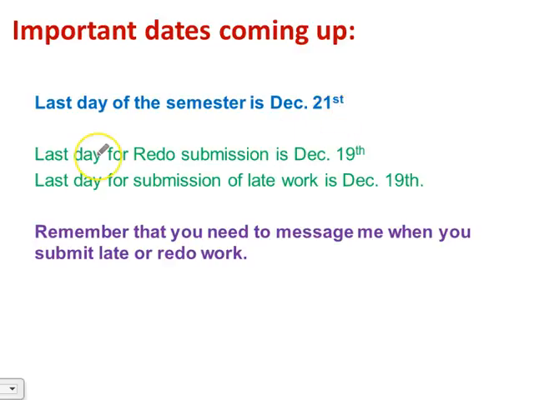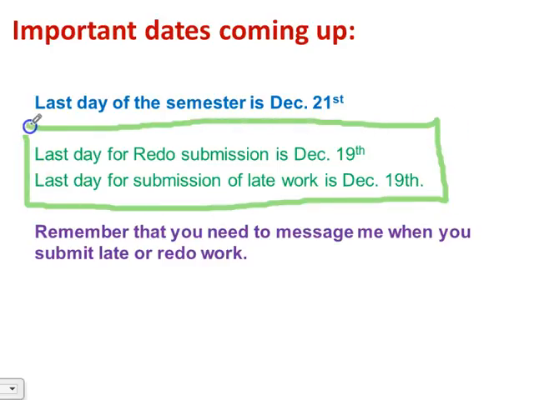Now, the last day of the semester is December 21st. But again, the last day for redos and late work is December 19th because I need some time to get all those graded in addition to the current work. So just remember to please message me. You need to message me if you submit late work or redos to get it graded. If you do not, there's a good chance it's not going to get graded. So do that for yourself. Send a message so that I know to grade it for you.